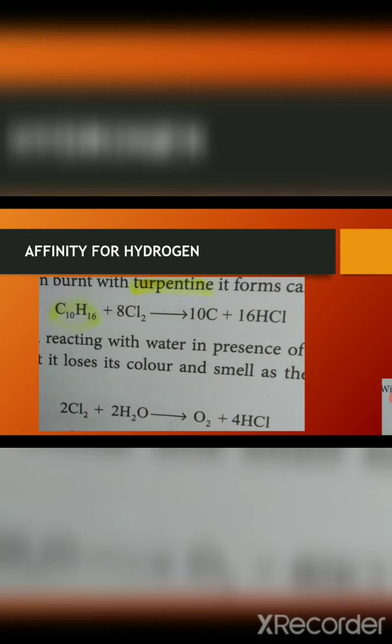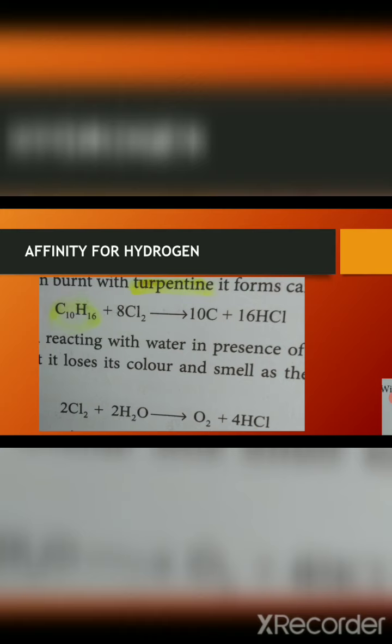Then affinity for hydrogen. When chlorine is burnt with turpentine, it forms carbon and hydrogen chloride. See the equation down. For turpentine, the formula given is C10H16. So it is a hydrocarbon. Only carbon and hydrogen are present. Therefore, it is a hydrocarbon. C10H16 turpentine plus 8 Cl2 gives 10 C, 10 carbon, plus 16 HCl, hydrogen chloride.